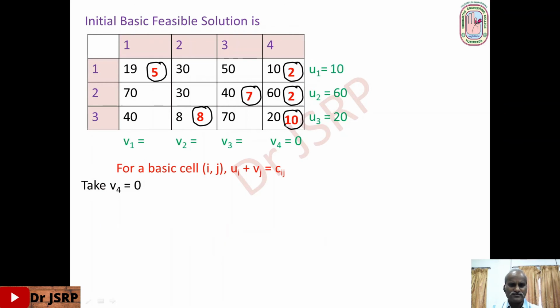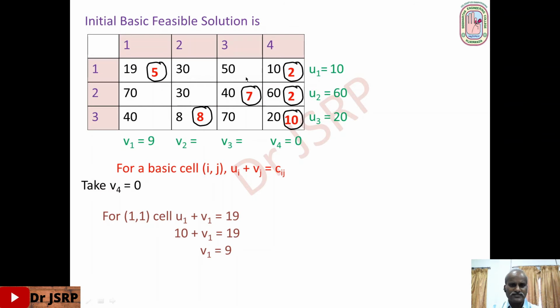Okay. Next, come to the 1,1 cell. Since U1 is known, for the 1,1 cell, the corresponding U1 plus V1 equals 19. So 10 plus V1 equals 19. V1 equals 19 minus 10, which is 9.